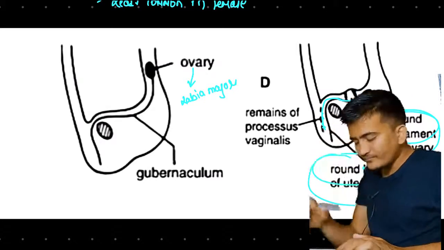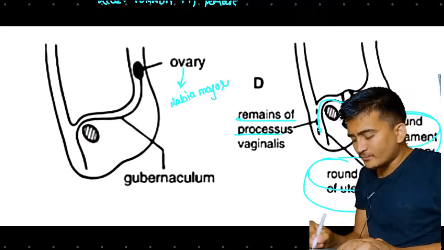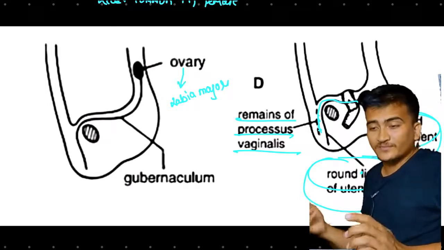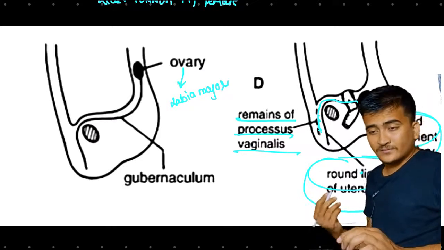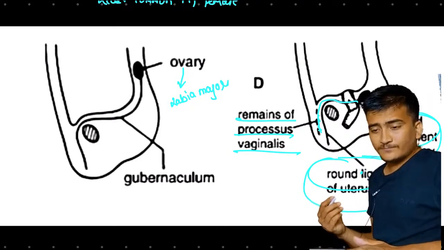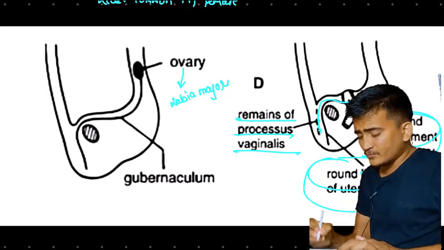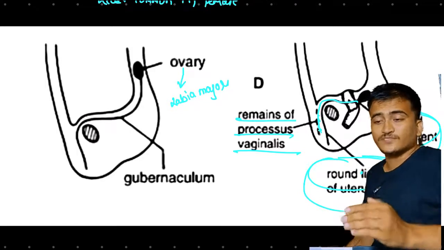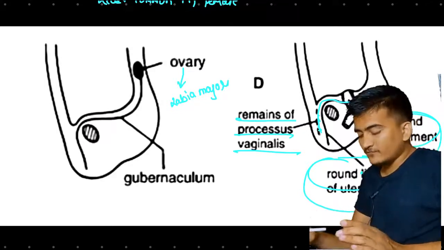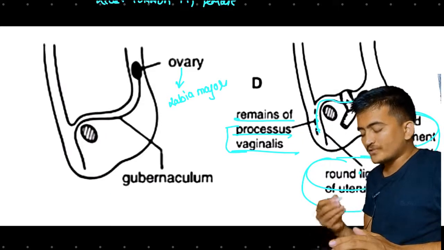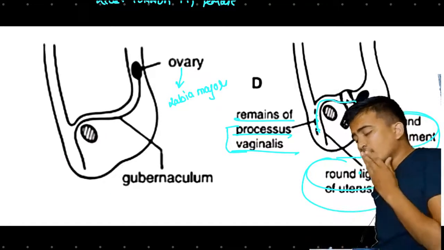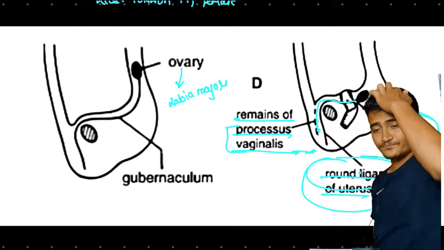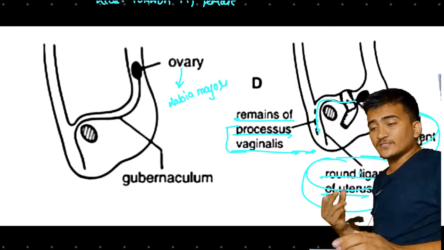Okay. Now here also there will be a remnant of the processus vaginalis. The processus vaginalis will be obliterated here also. Normally it will be obliterated, but if it persists, the persistent processus vaginalis will follow the round ligament of the uterus. When it persists, it will contribute to the round ligament of the uterus and pull the contents of the intestine into the labia majora.